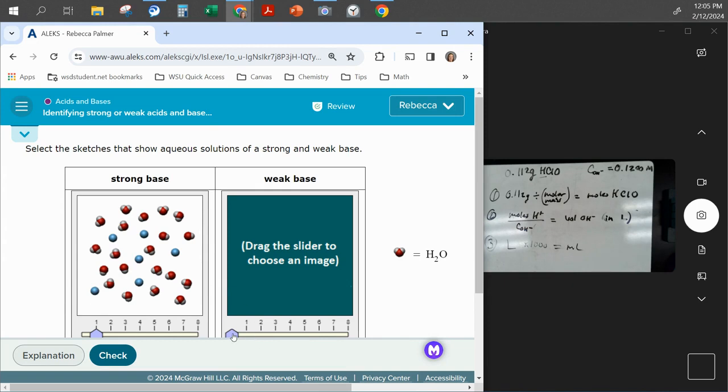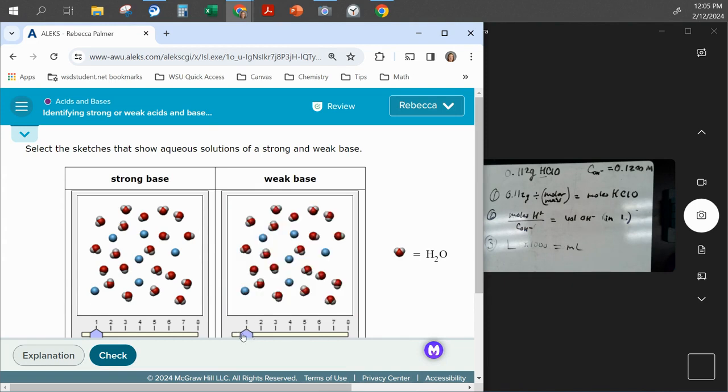Weak base, we're looking again for only some of the base accepting a hydrogen from water to make hydroxide. So this would be our weak base. This one has accepted a hydrogen from some water. There's a hydroxide. This one has also, there's a hydroxide, but not all of them have accepted a hydrogen. That's weak base.